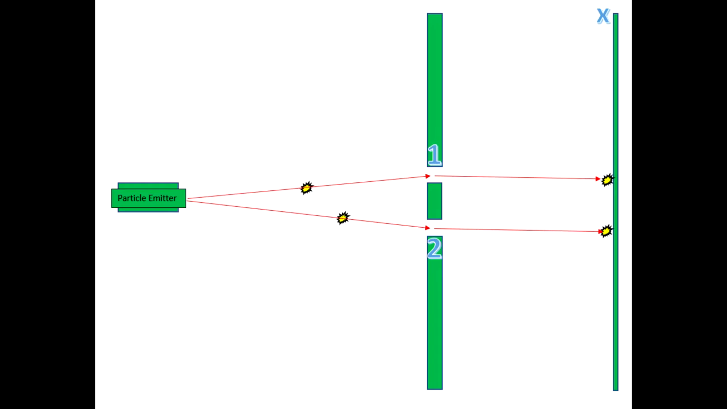However, after letting the particle emitter run for a long time, the lumps appear as shown in the diagram here. This should look familiar, as it is the same pattern that was experienced when two slits were open for waves. When we look back, the reason we got this pattern with the waves was due to constructive and destructive interference. The waves from one slit interacted with the waves from the other slit, causing this pattern.